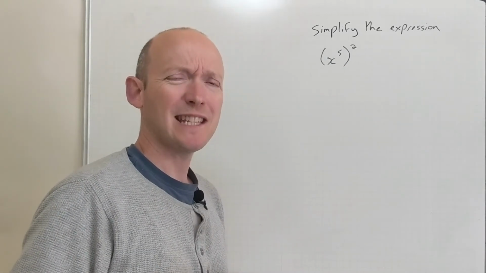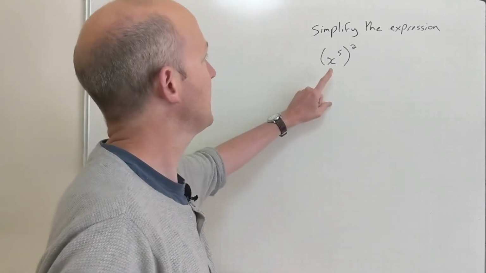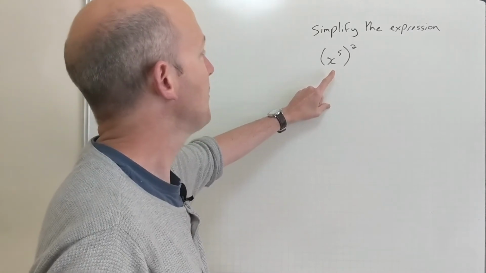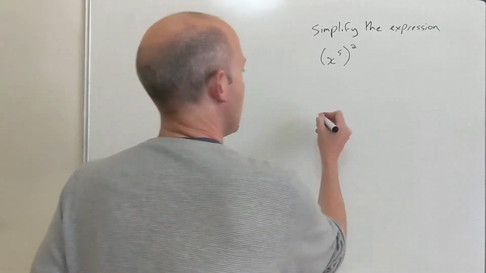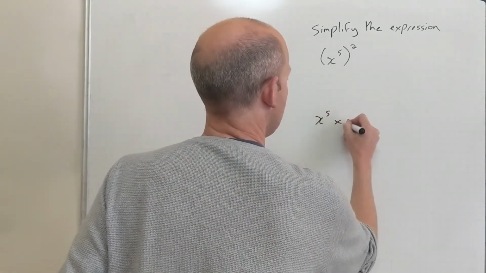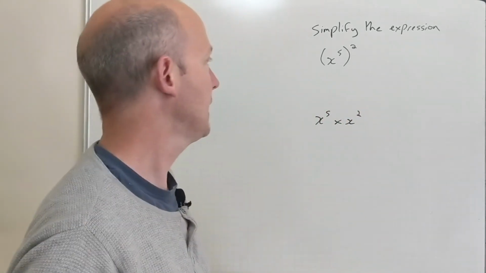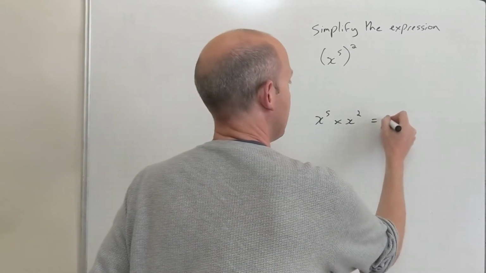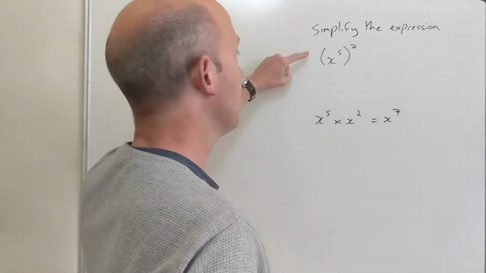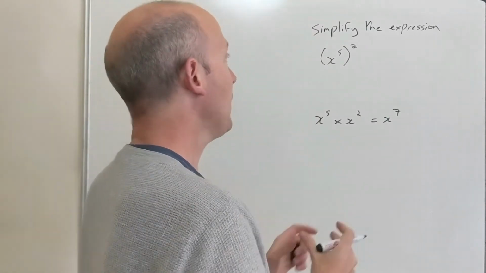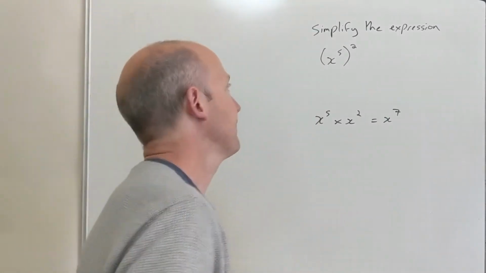So now we've got something that's a little bit different. Here we've got x to the 5, but the whole thing is being raised to the power of 2. So that's not the same as that. That would be x to the power of 7. Multiplying powers of the same thing, add the powers together. This is not the same question. This is saying square the x to the power of 5.